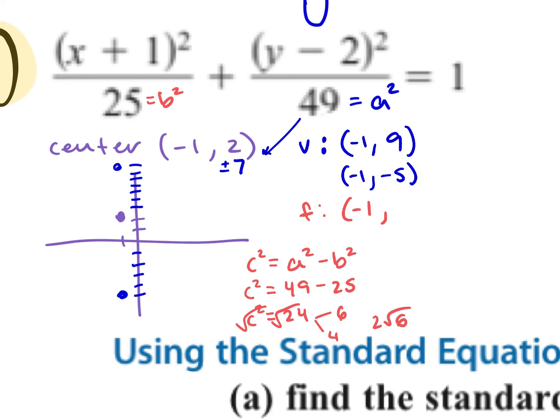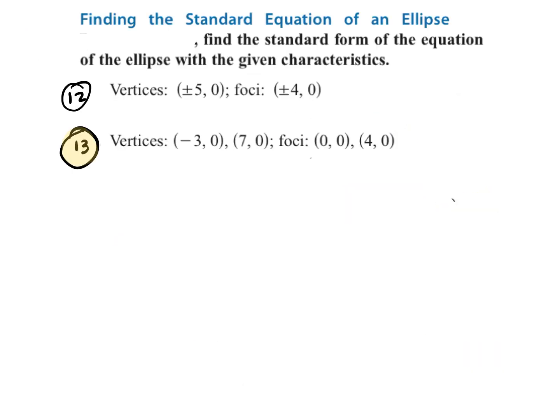Awesome. The foci gets added to the y also because that goes on the major axis. So it'll be 2 plus or minus 2 square root 6. We have to find the standard form of the equation of the ellipse with the given characteristics. So let's graph it just to see what we have.